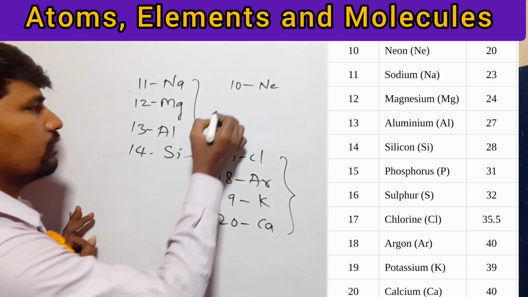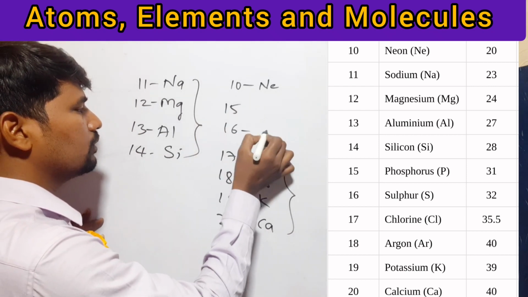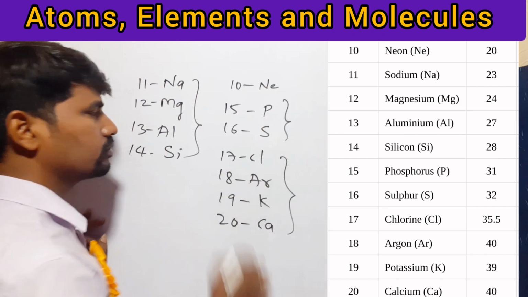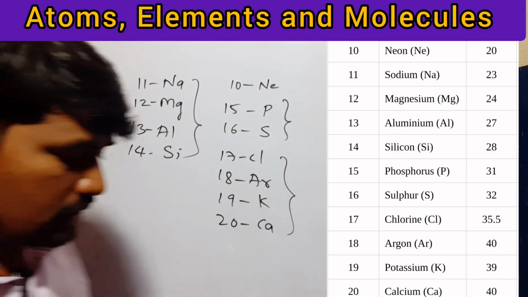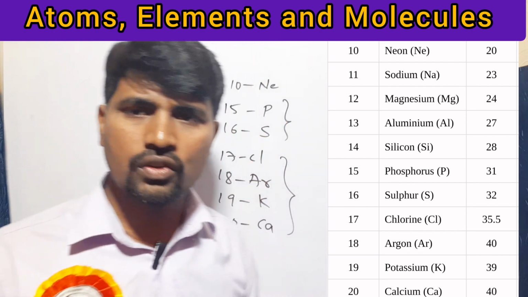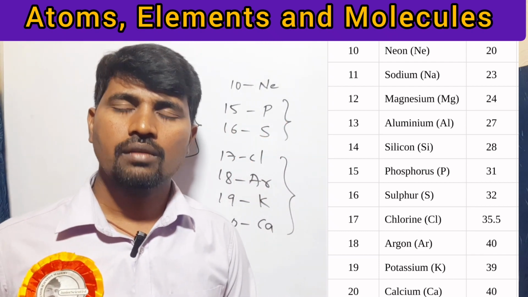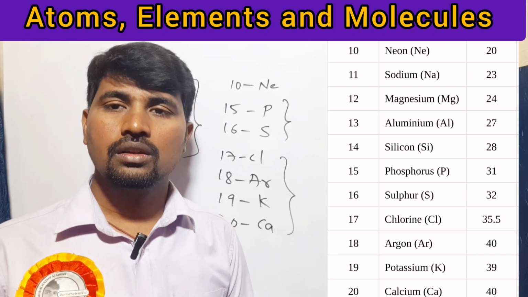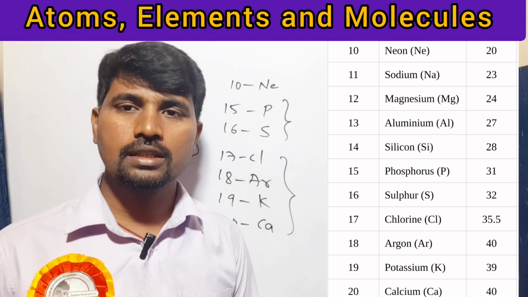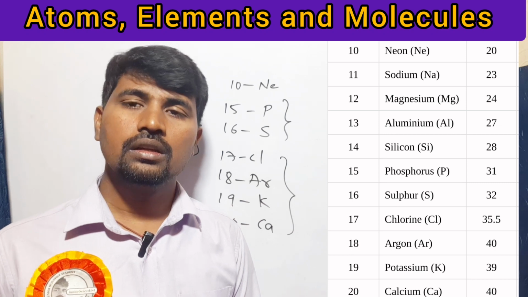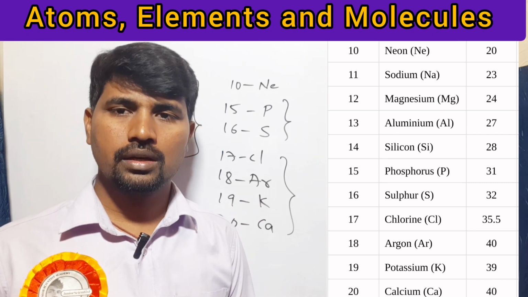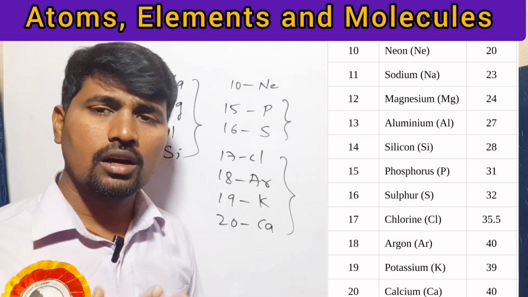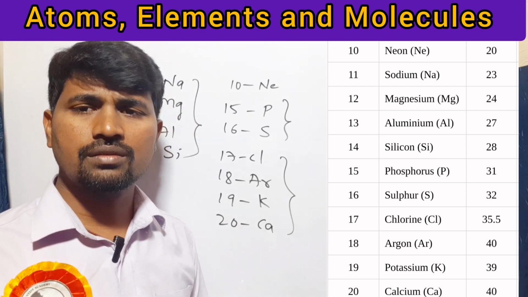Only the 15th and 16th elements are left over: 15 phosphorus, 16 sulfur. Okay, memorize. This is a very, very important foundation for chemistry. If you know the atomic numbers, then you know the number of protons in the element. Then you can know the mass number, which is the sum of protons and neutrons, and ion formation, cation formation, anion formation, everything.